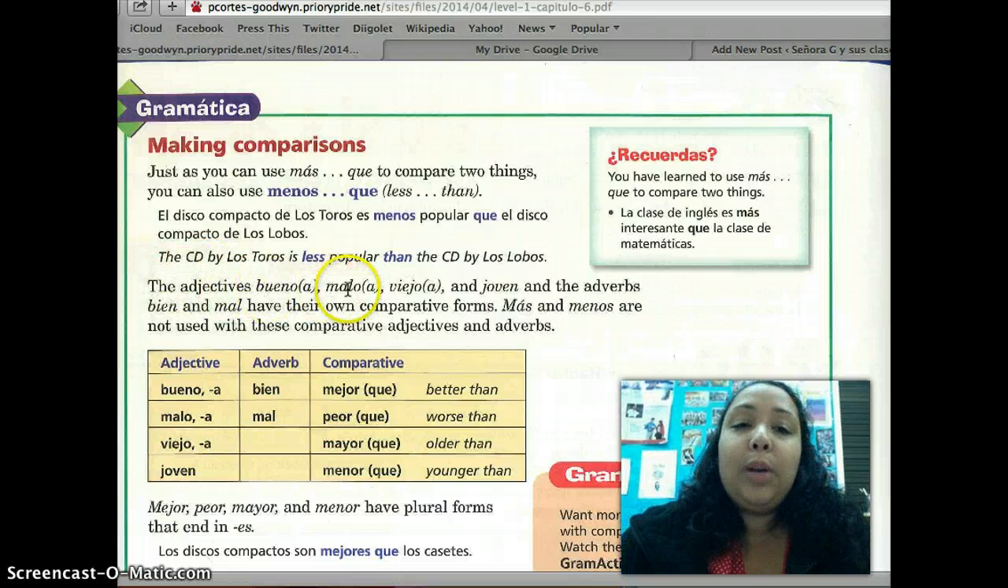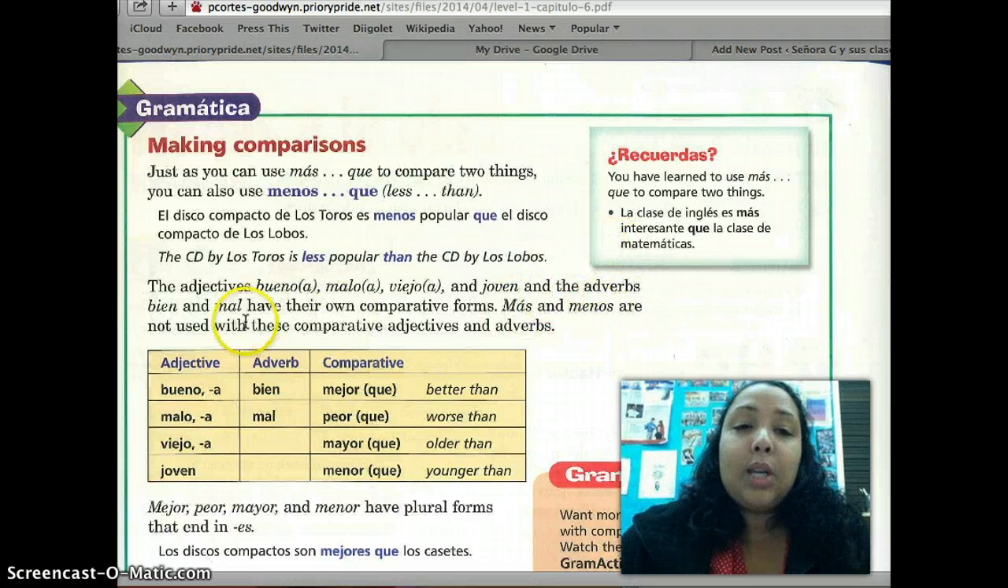The adjectives bueno, which changes to buena, of course, malo, viejo, and joven and the adverbs bien and mal have their own comparative form. You know how to use bueno and malo. So, el libro bueno, the good book. La chica mala, the bad girl. Okay, those are different. Those are not the comparative adjectives that we're talking about.